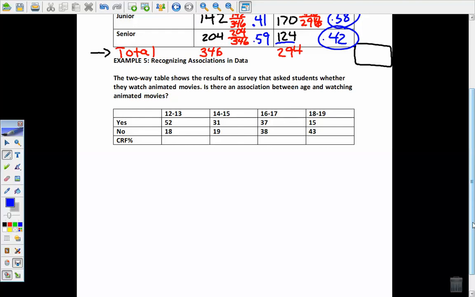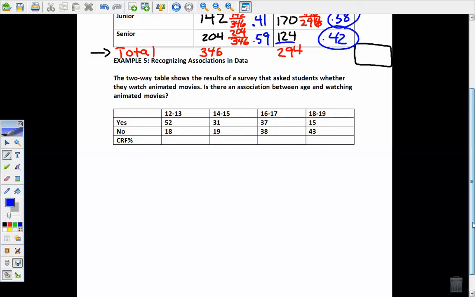Okay, the two-way table shows these results. So guys, kids that are 12 to 13, this is a survey. How many in that survey said, yep, I go to animated movies. I like them. Or I watch them. 52. And how many said no? 18. My question is this, how many total 12 to 13-year-olds are in that sample size? 70.